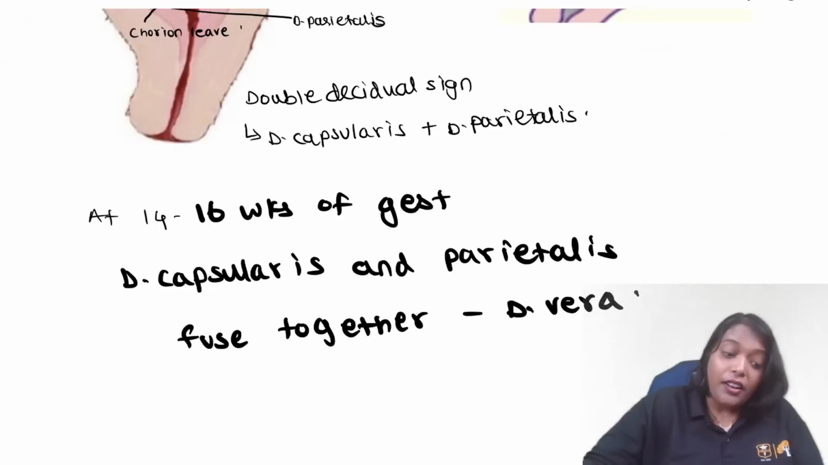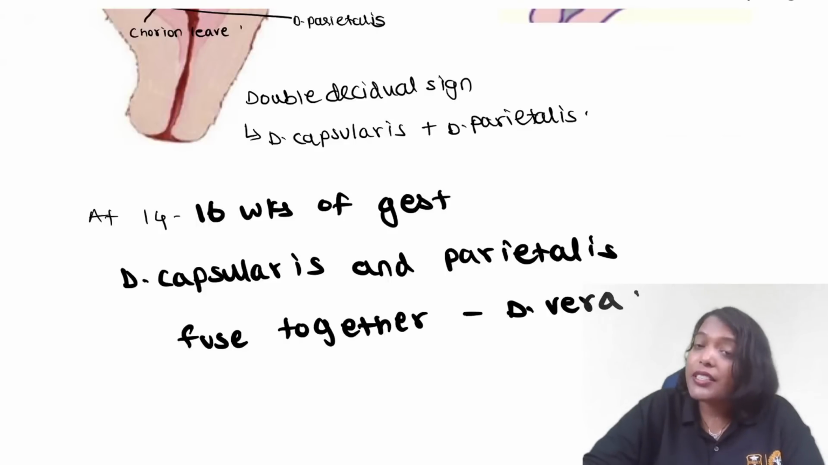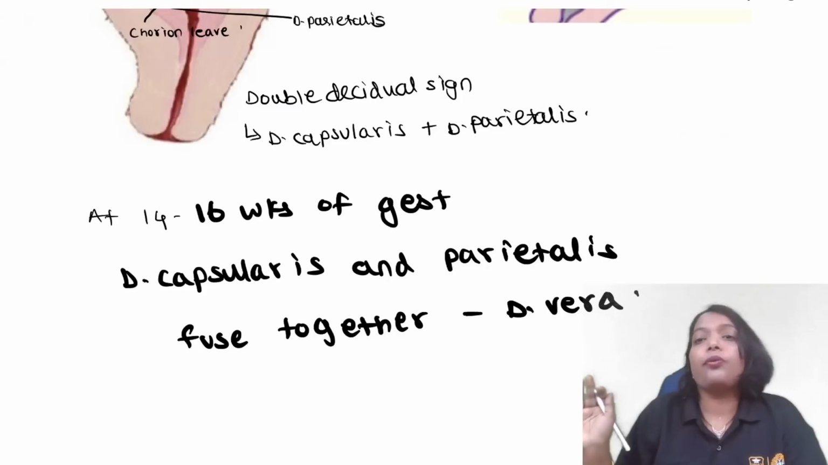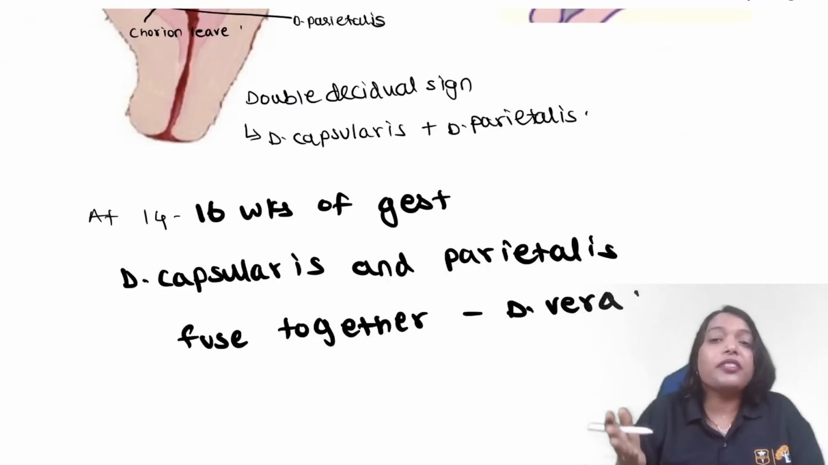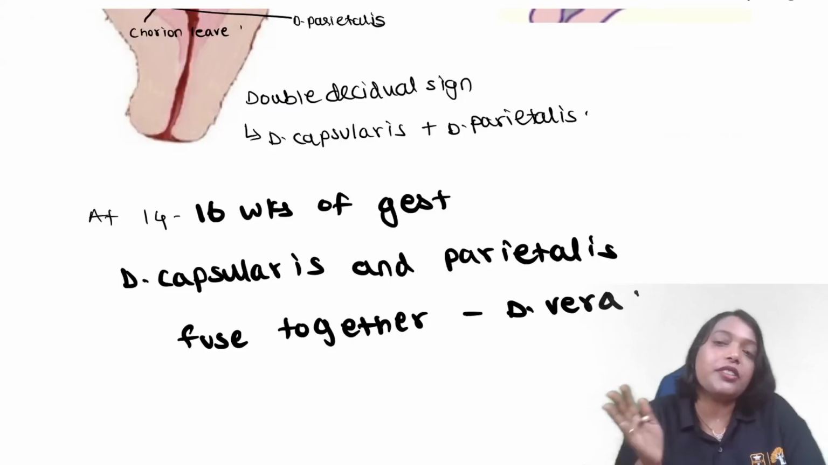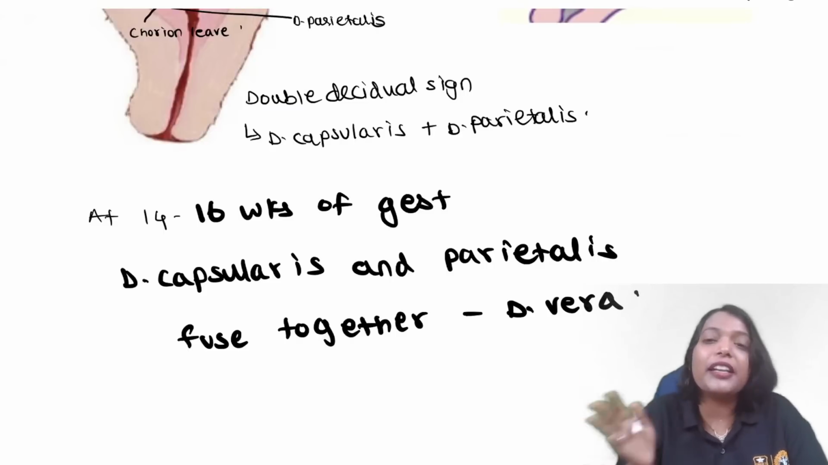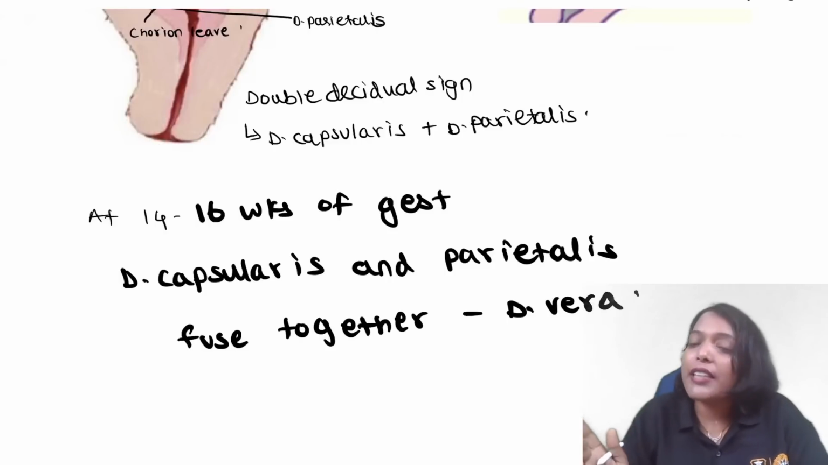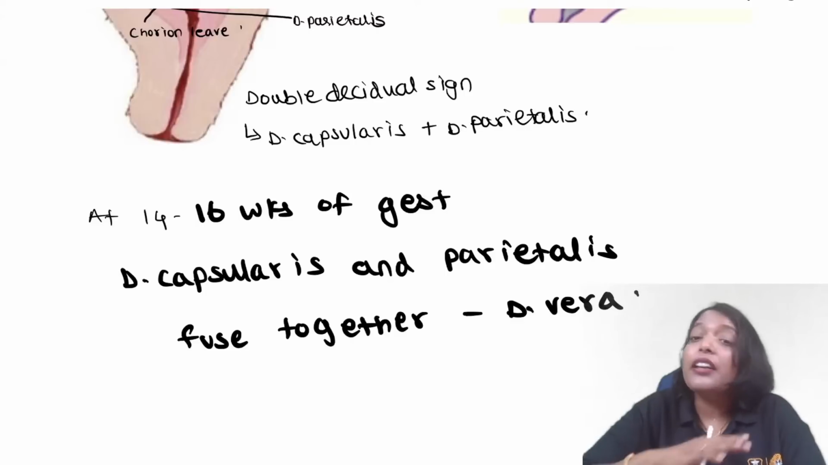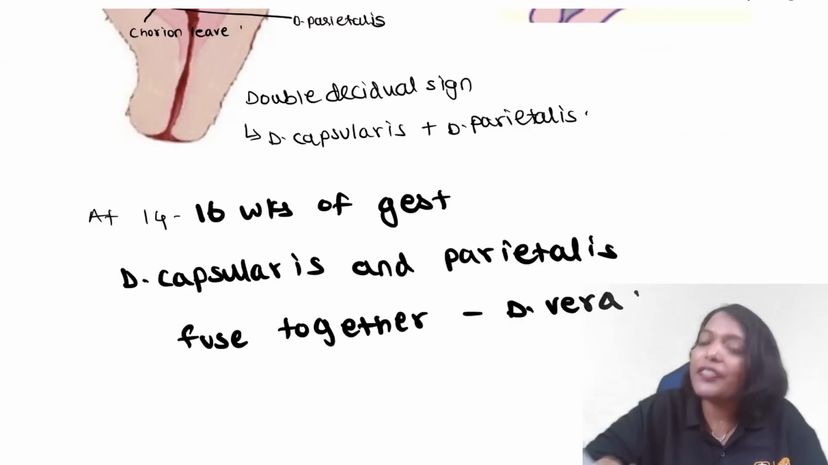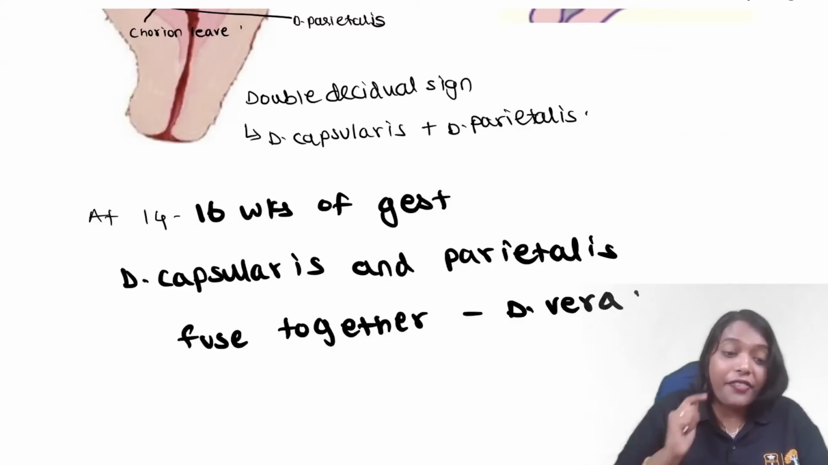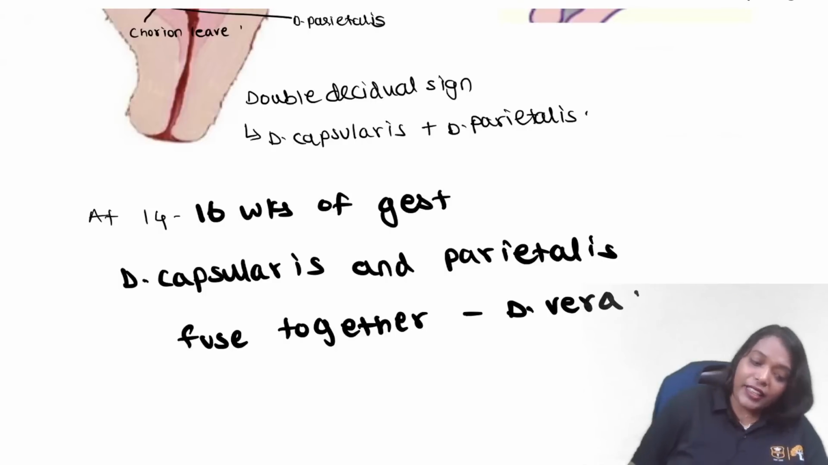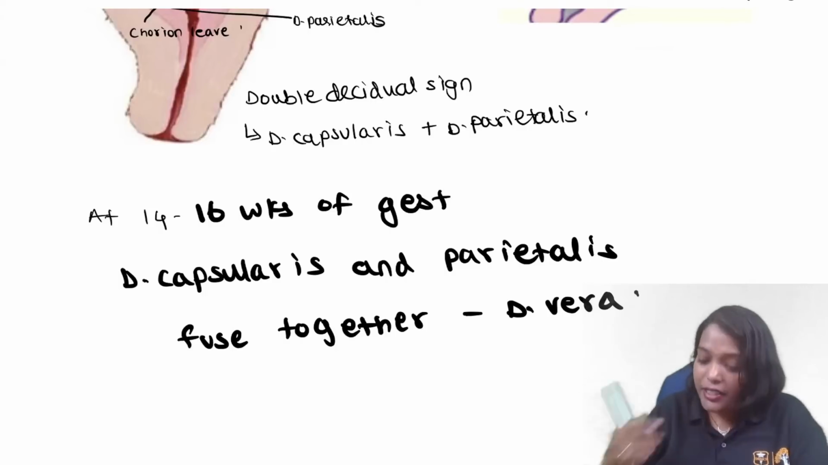Right? Next. Very good. So Darshan has a question which is very valid. Do we see double decidual sign in ectopic pregnancy? No. So to differentiate between intrauterine pregnancy and ectopic pregnancy, you can use this double decidual sign. If double decidual sign is present, it is an intrauterine pregnancy. If there is no double decidual sign, you are dealing with an ectopic pregnancy. Right? Very, very good. This is how you have to coordinate. Excellent. This is how you have to think. That's very good.